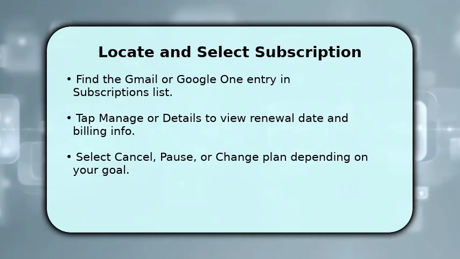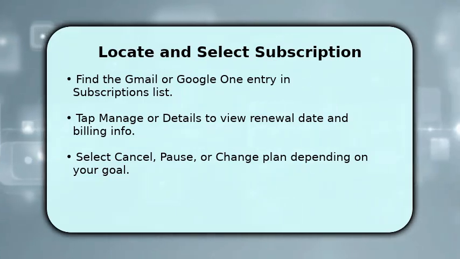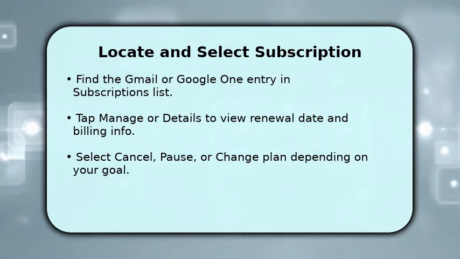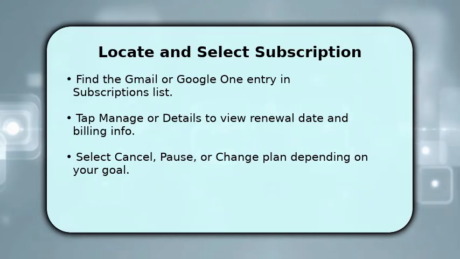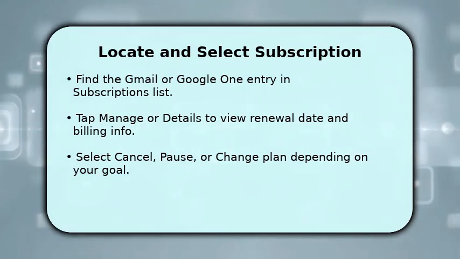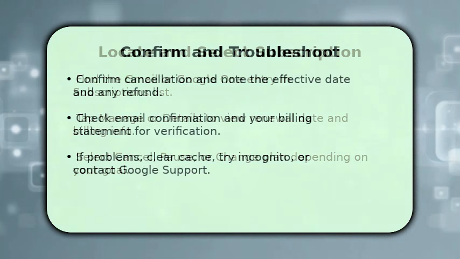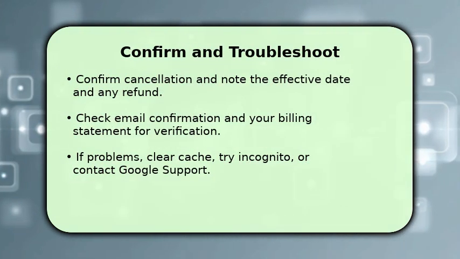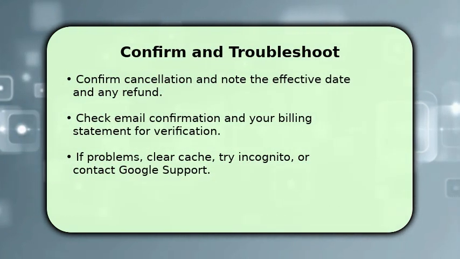If you want to stop future payments, choose Cancel. If you need temporary relief, opt to pause or change plan. Make sure to read any pop-up that explains what you'll lose when canceling, then confirm. You finish by confirming the cancellation and noting the effective date and whether a prorated refund applies. This prevents surprises on your next statement.